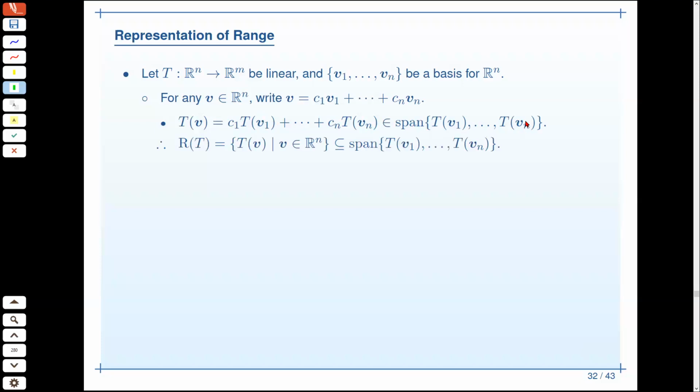So the range is a subset of the span of the TV1, TV2, TVN. And indeed, the converse is also true.